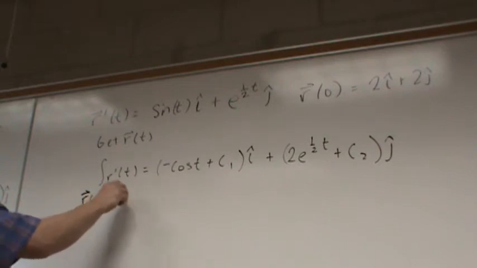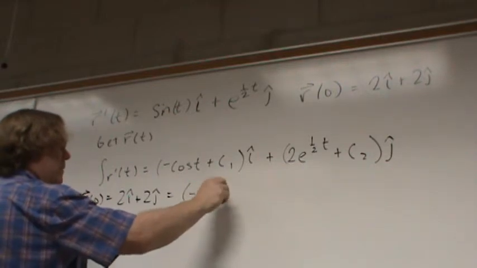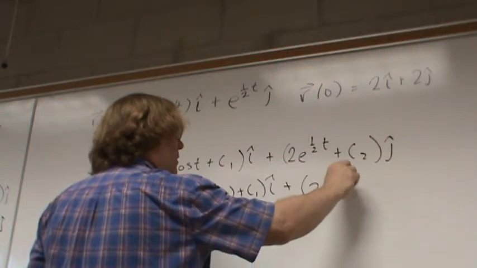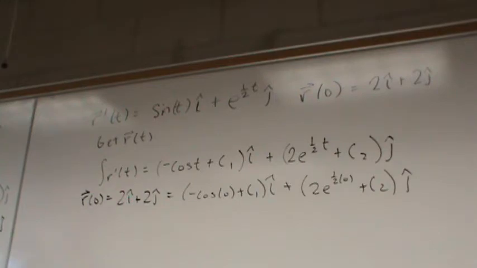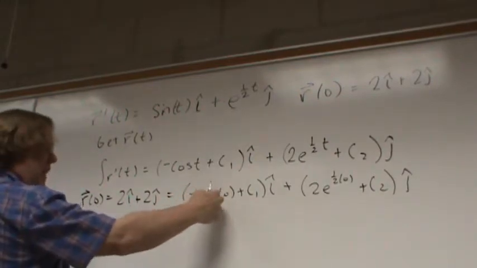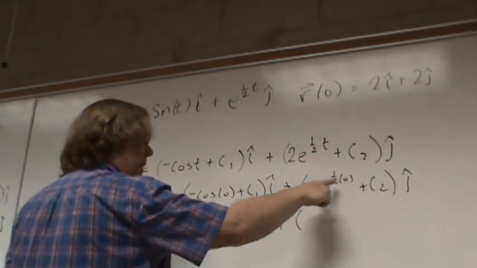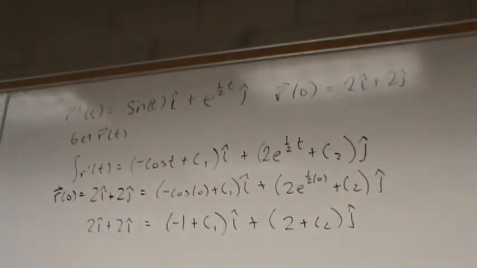R of 0 equals 2i plus 2j, which equals negative cosine of 0 plus c1 i plus 2e to the 1/2 times 0 plus c2 j. So do you see, 2i plus 2j equals, cosine of 0 is 1, right? So I got negative 1 plus c1. And the 2e to the 1/2 times 0, that's 2. Are you guys okay with that?